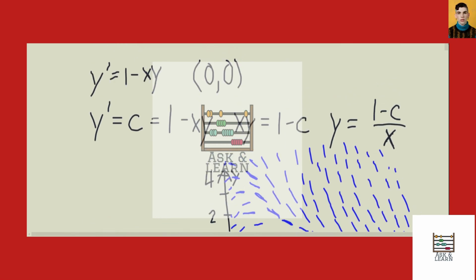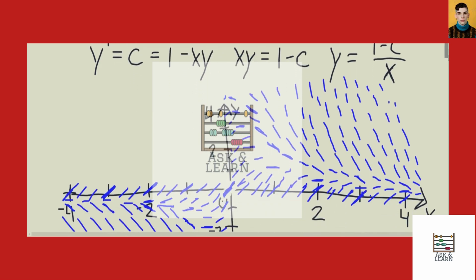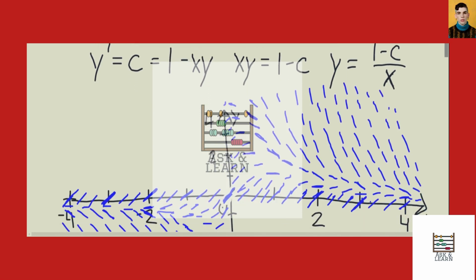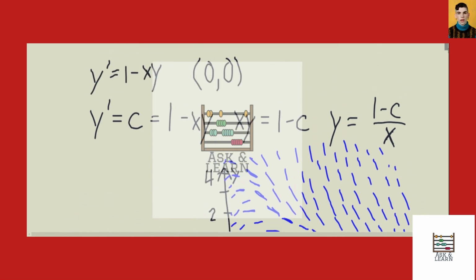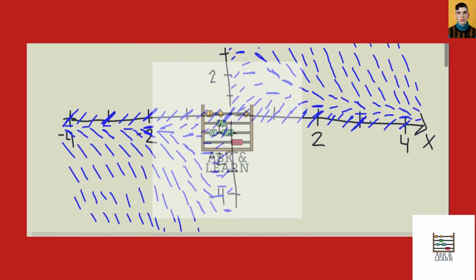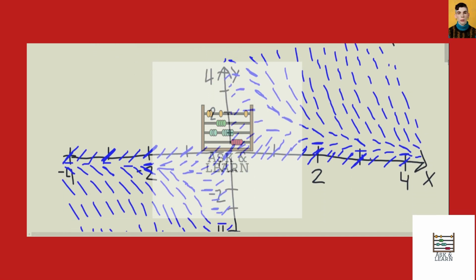Now in quadrant 2, we have that x is less than 0 and y is greater than 0, so negative xy is going to be greater than 0. If we suppose that x is equal to 0, for example, we see that y prime is equal to 1. So all along the vertical axis, we have a slope of 1, kind of like along the x-axis.